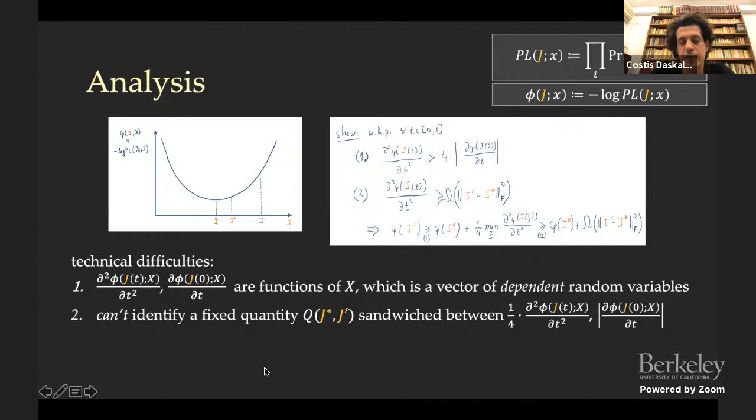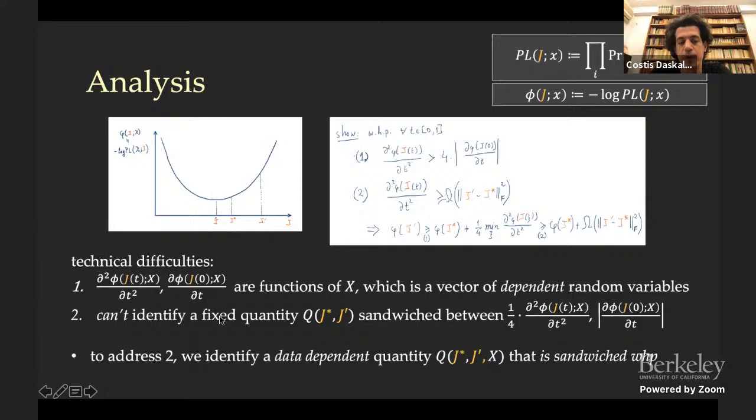Moreover, as it turns out, we cannot find a function that depends only on these two endpoints, J star and J prime, that is sandwiched between the second derivative and the absolute value of the first derivative. That was a stumbling block in the previous line of work. As it turns out, we have to identify a data-dependent quantity that we can sandwich between the two derivatives. So you cannot find an absolute lower bound on the curvature that is also bigger than the gradient. You have to find a data-dependent lower bound on the curvature that is bigger than the absolute value of the gradient.